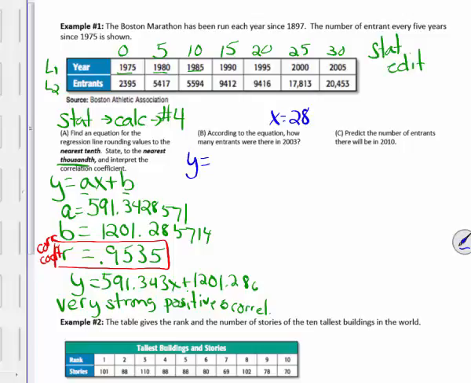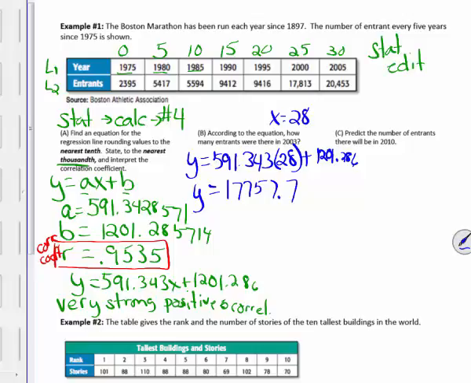All right, so what is that going to be then? So start with your equation, 591.343 times 28 plus 1201.286. So Y is then going to be 17757.7. I rounded to the nearest tenth, but that's still, right? You can't have 0.7 of a person. So that means there were 17,758 people. About, right? It's a prediction. We don't have the actual number.